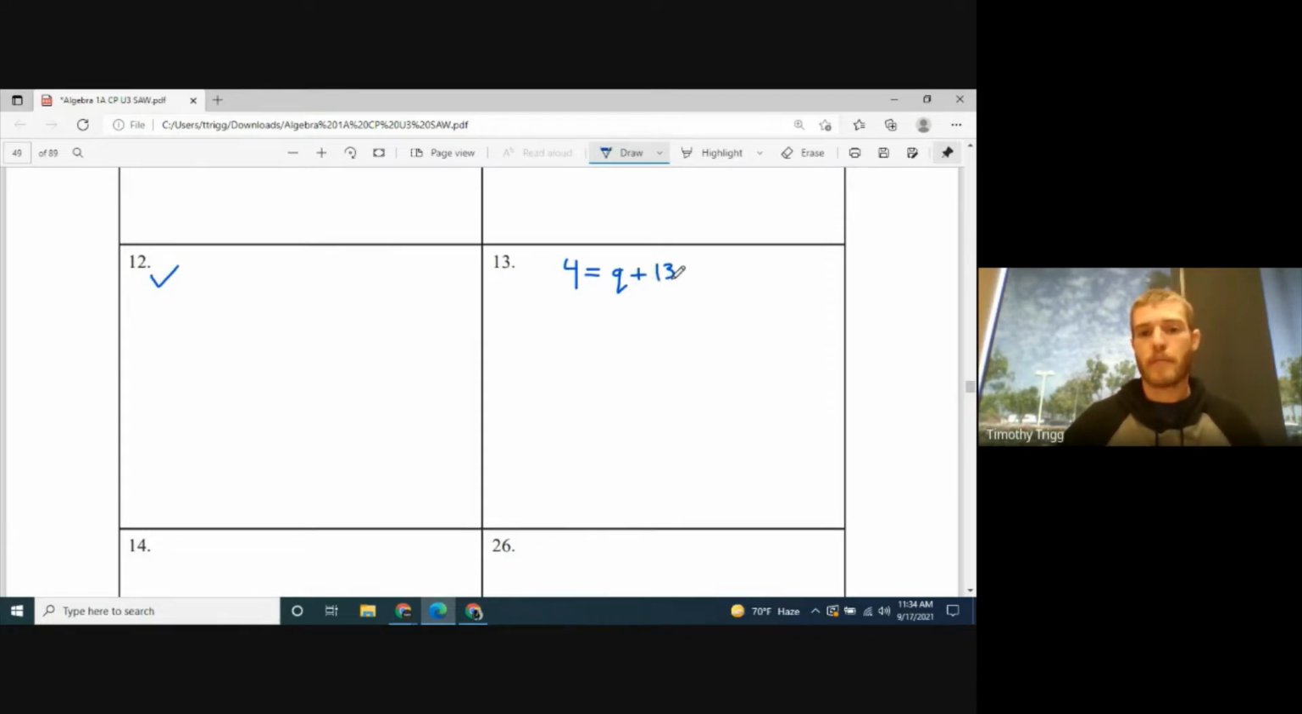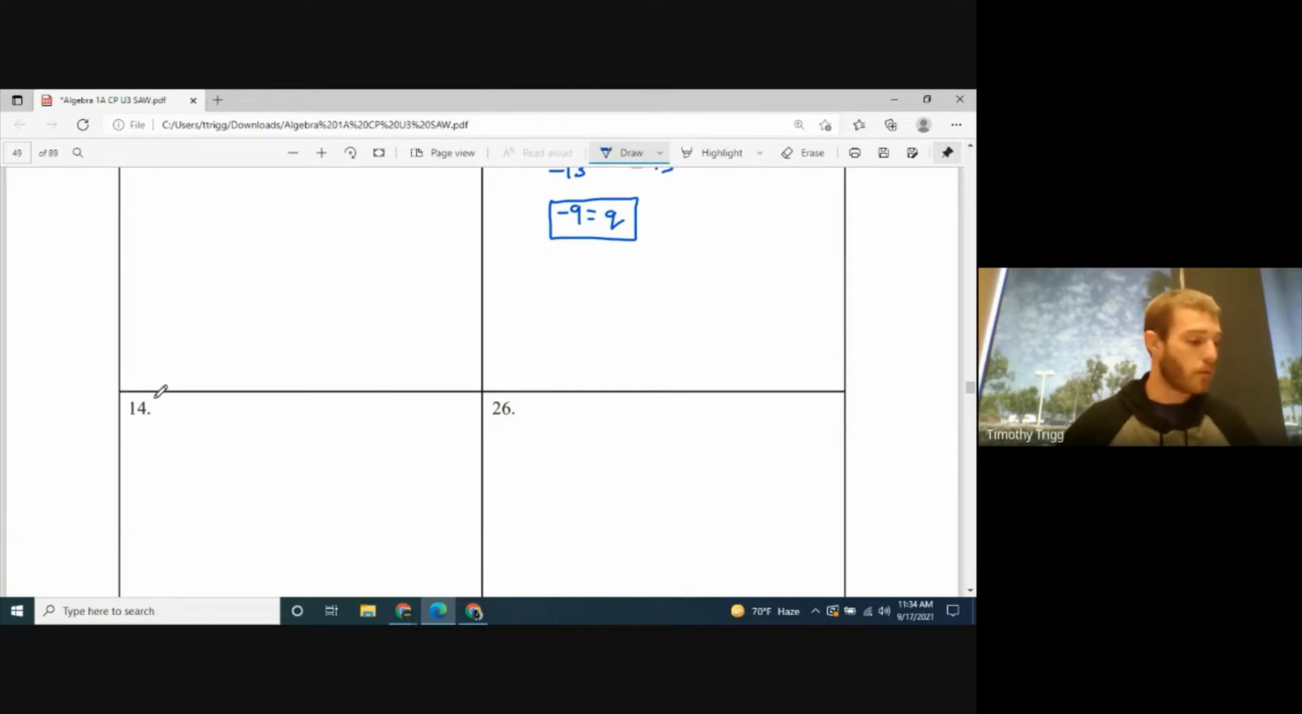So anyway, if I'm trying to get q by itself, you could subtract 13 from both sides. Here, this would give you negative 9 equals q. Okay, and you're done. Once you have your variable, in this case q, by itself equals, and it tells you what it equals, then you're done. Okay. Try number 14 on your own.